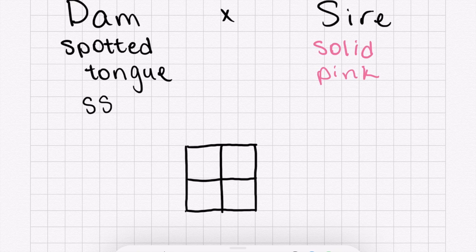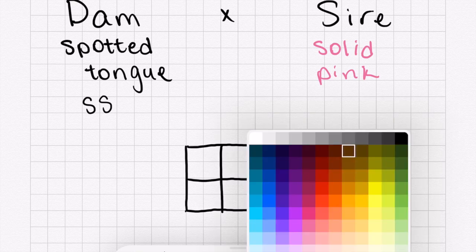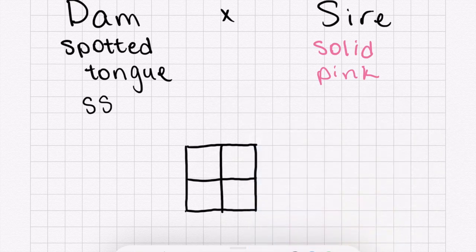So I'm going to write this here in black. The spotted tongue will be 2 lowercase s's because it is recessive. And let's say that the solid pink color is dominant. So I'm going to write this here in pink, 2 capital S's. Normally we don't like to pick letters that look the same when written lowercase and uppercase. But in this example, I'll try to make it as clear as possible. Just remember that anything in pink is a dominant gene, and anything written in black is a recessive gene.